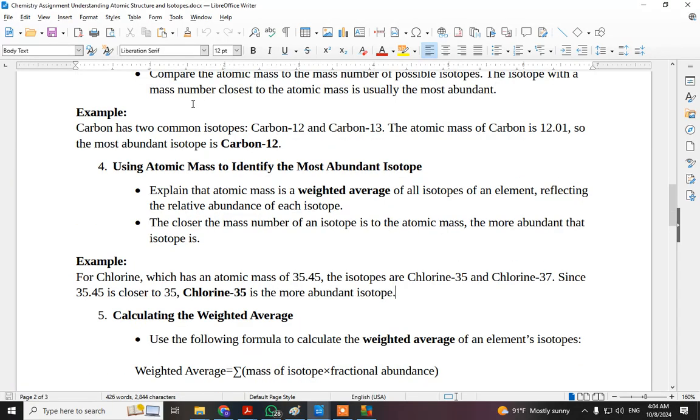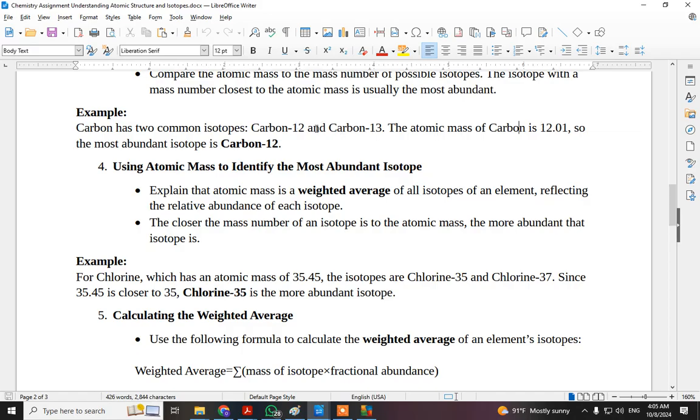Instructions, right? For instance, carbon has two common isotopes, carbon 12 and carbon 13. The atomic mass of carbon is 12.01, so the most abundant isotope is carbon 12. Does that make any sense? Quickly, you can reason it like that. The atomic mass is 12.01, and it's closest to carbon 12, the mass number, than it is to carbon 13. So you can safely assume that carbon 12 is the most abundant one.